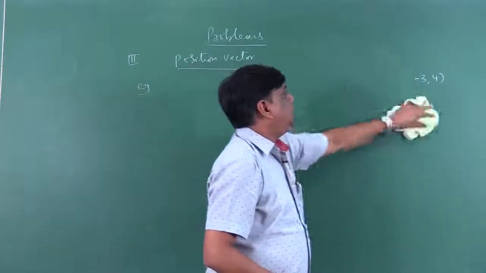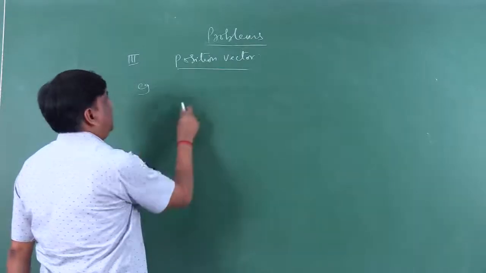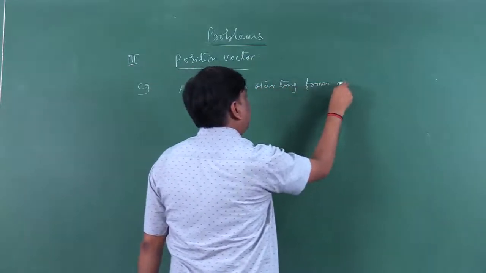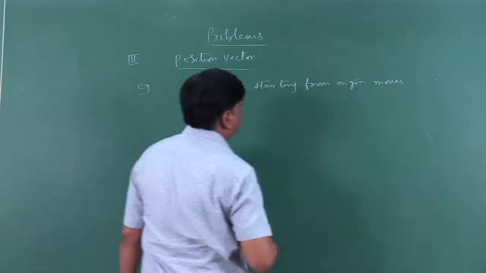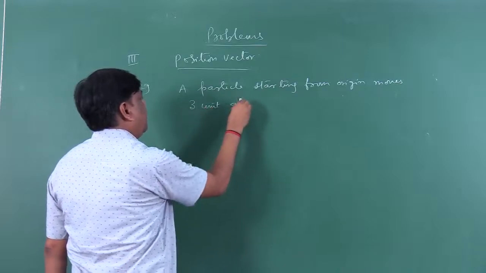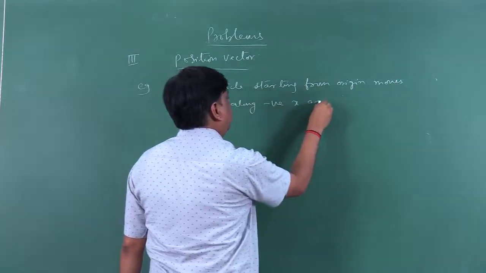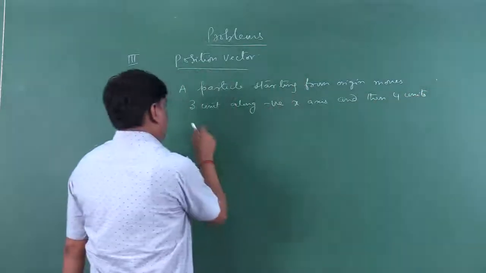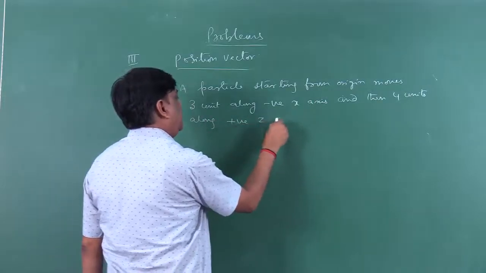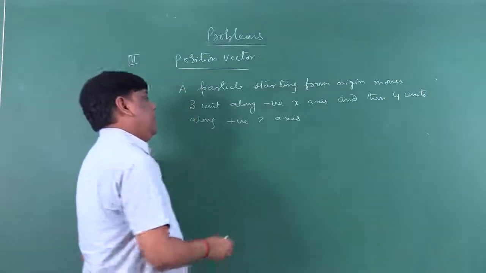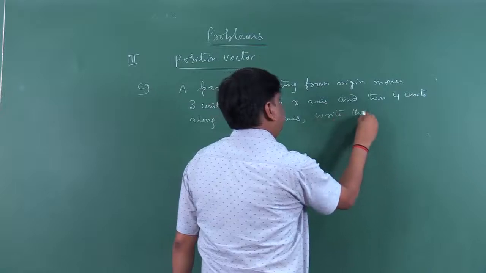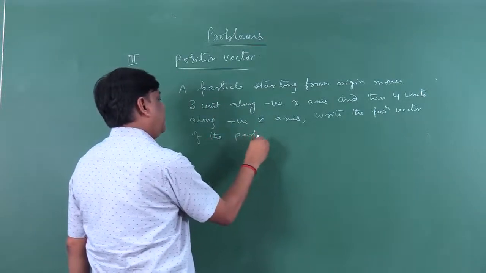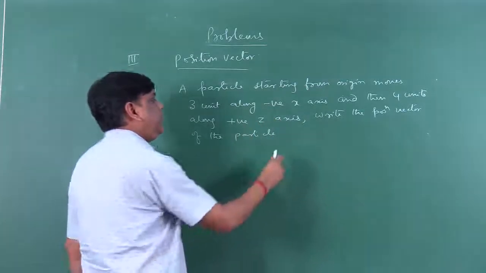Next, let us take another example. If I say that a particle starting from origin moves 3 units along negative x axis and then 4 units along positive z axis, then write the position vector of the particle with respect to the origin.